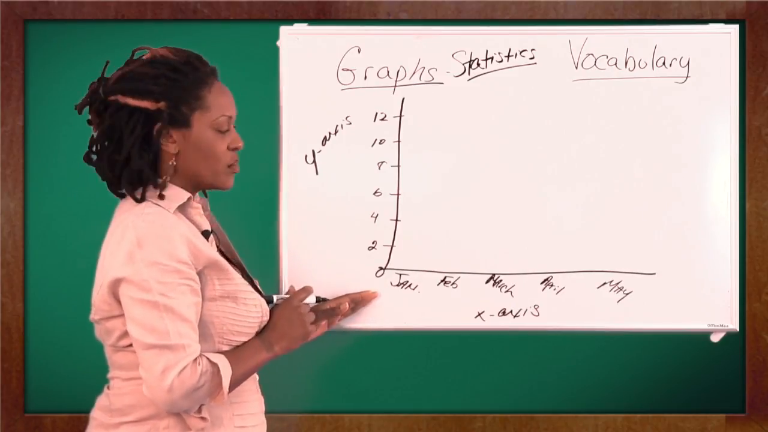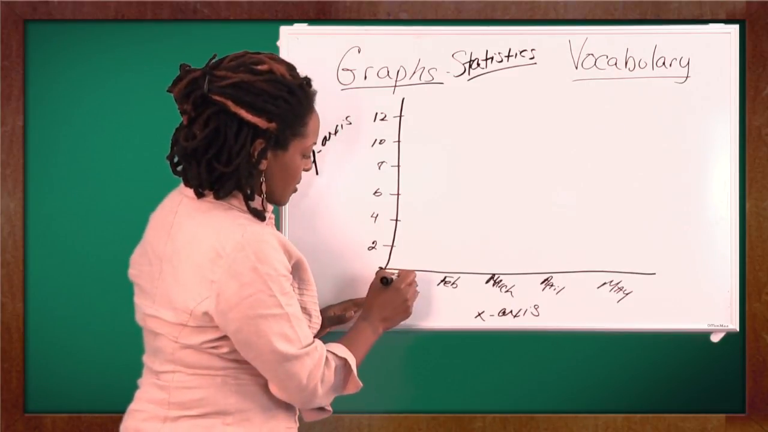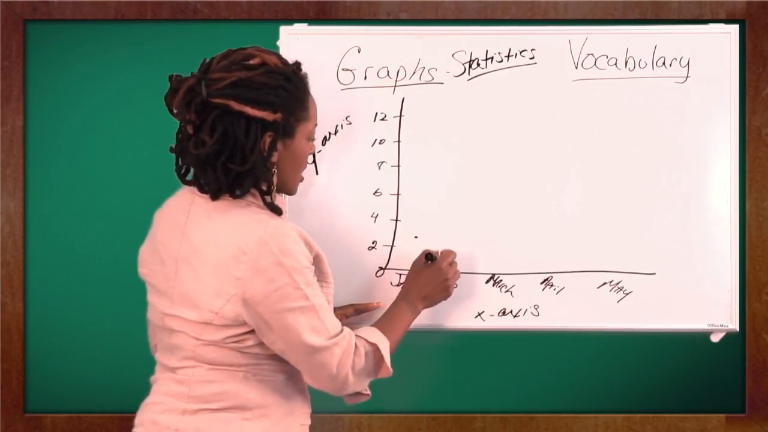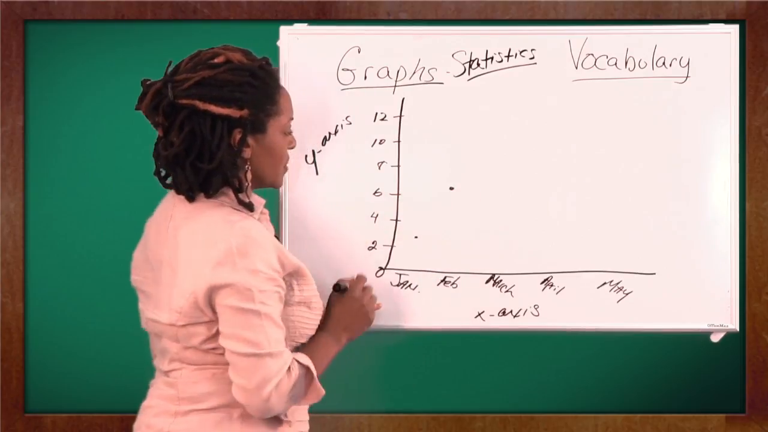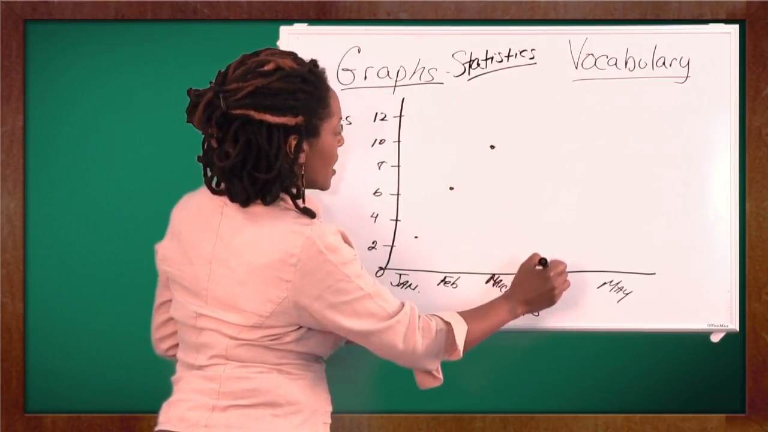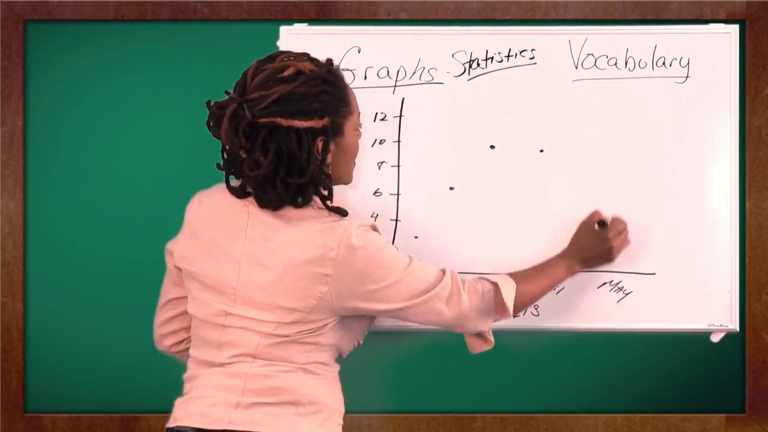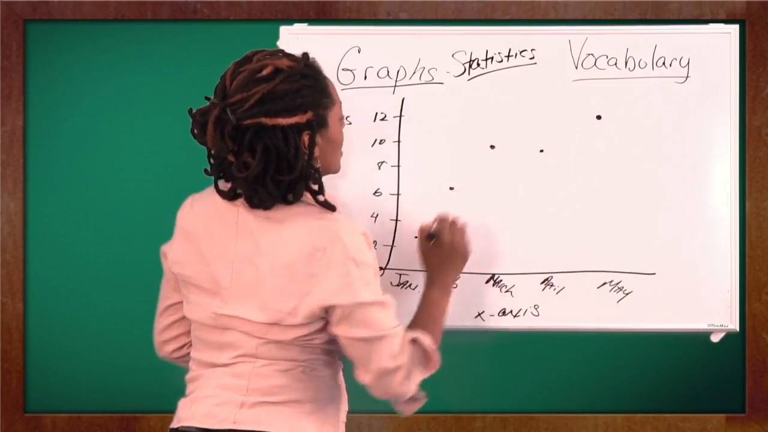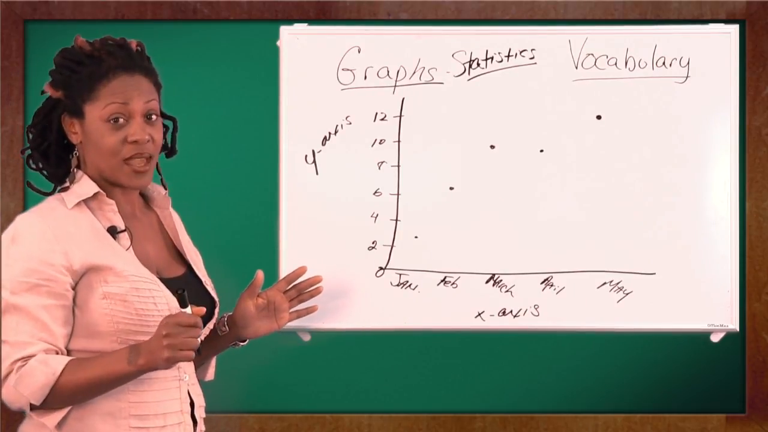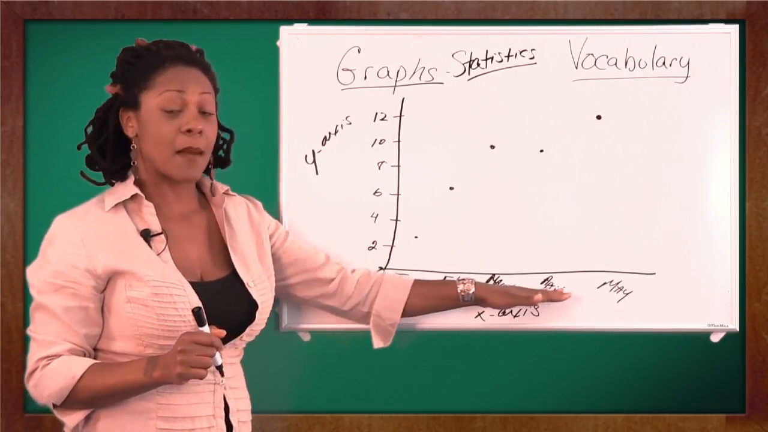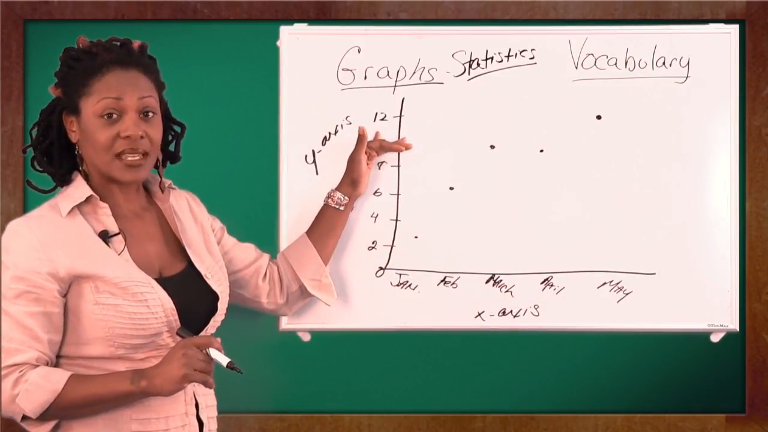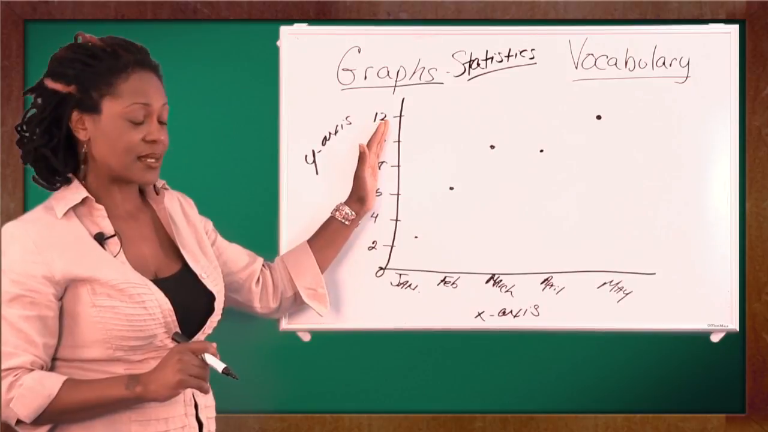So I'm going to start to plot some points. Let's say here at January, our number came up to 3. Here in February, make that right about there. March, April, and May. Good, so what do these numbers mean? What's being represented? We still don't know that yet. All we know is that we're comparing months, so we're going through time, moving forward, and these values keep rising as we go along the x-axis.